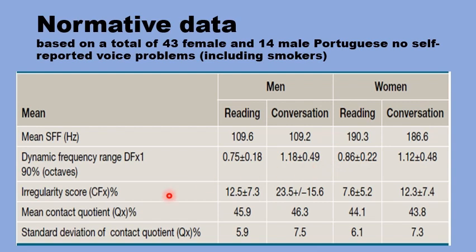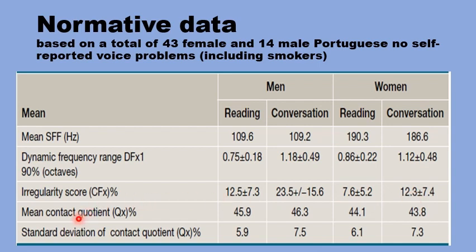For the irregularity score, men have a much higher irregularity score, CFX percentage, compared to females, with about 12% in reading and almost double that in conversation, while in females it's 7.6 and 12.8 in conversation.